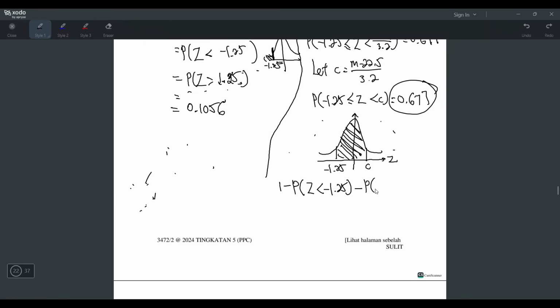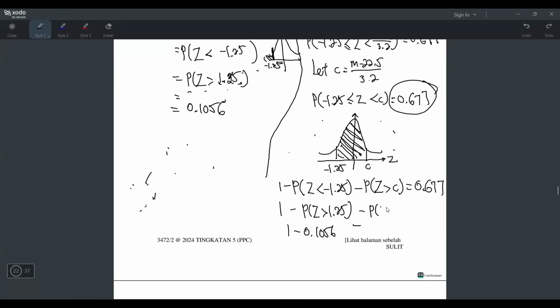I don't want this side, so the side you don't want is P(Z bigger than C) because it's on the right side of C, and then equals 0.677 lah. You don't want it, that's why you try to find it and then try to minus it. Okay, P(Z smaller than negative 1.25) can change to P(Z bigger than positive 1.25), and you know the answer already because just now you baca already, it is 0.1056.